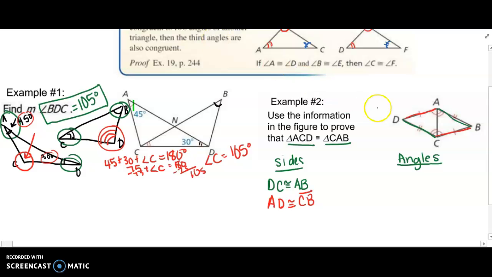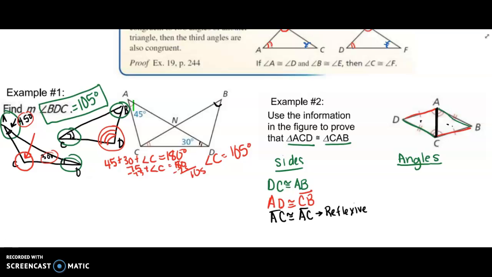Now notice the third side is AC for both of these triangles. Well, think back to chapter 2, we had the reflexive property, where we said something is equal to itself. I told you I know it seems crazy, but now's when we're going to use it. I'm going to put "by reflexive" here, just because we need to get used to that anyways. So I've shown that all 3 sides are congruent. Now we need to show all 3 angles are congruent.